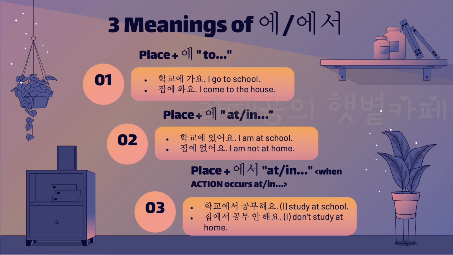And the last one is 에서, at or in with an action. So 학교에서, at school, something is happening. What's happening? 공부해요. I study at school. 학교에서 공부해요. And then 집에서 공부 안 해요. I don't study at home. 집에서, at home, there's some action I am not doing. 집에서 공부 안 해요.